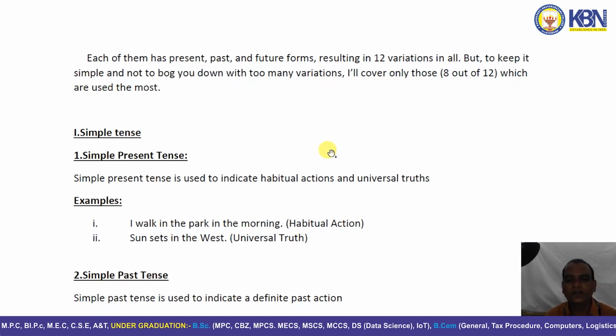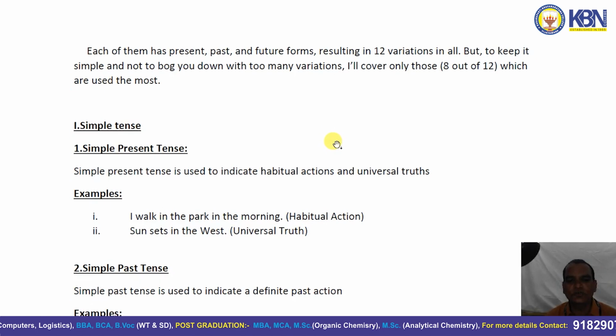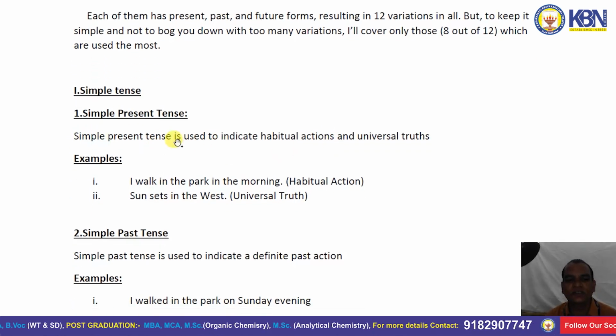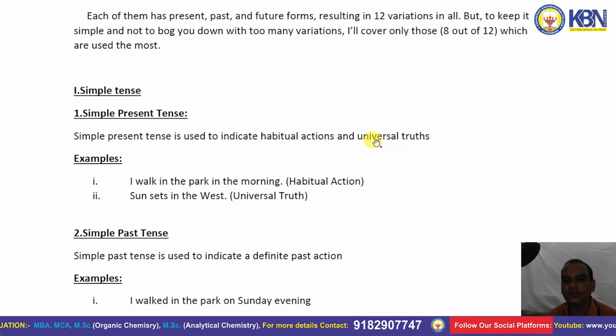So, what is the first tense that we can use? Most of the sentences are constructed in our communication skills. The first tense is simple tense. The name of the first tense is simple present tense. Simple present tense is used to indicate habitual actions and universal truths.